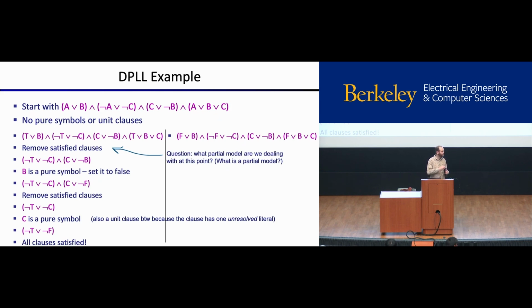Yep. That's right. We've set A to be true. We haven't said anything about B and C yet. So it's a partial model where A is true, and that's it. And in a partial model in general, some of the variables are assigned values, maybe all of them. Another question?